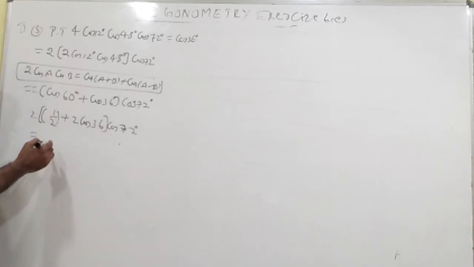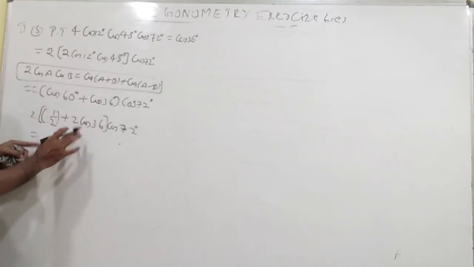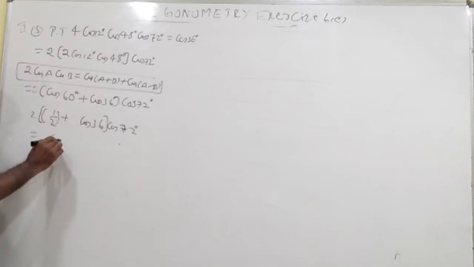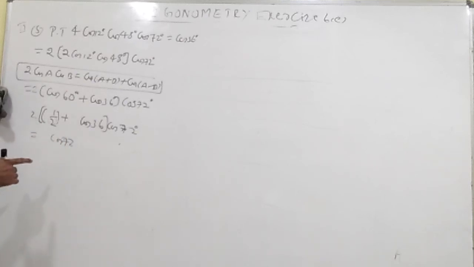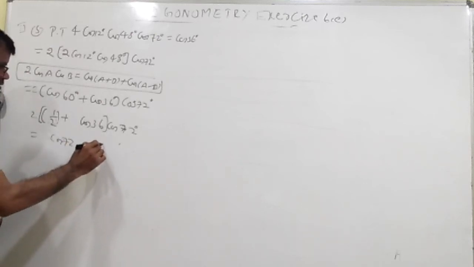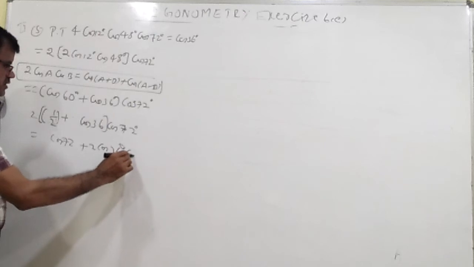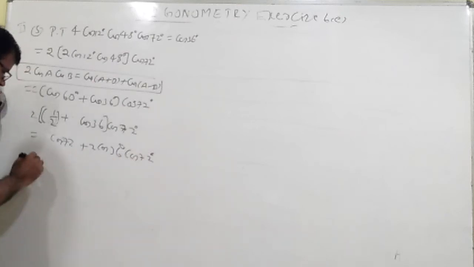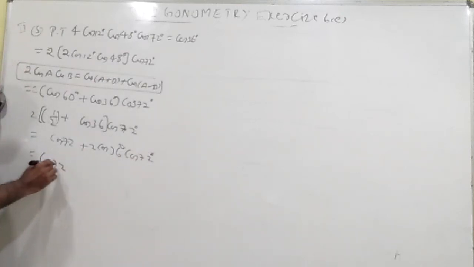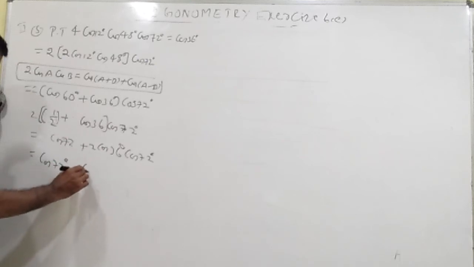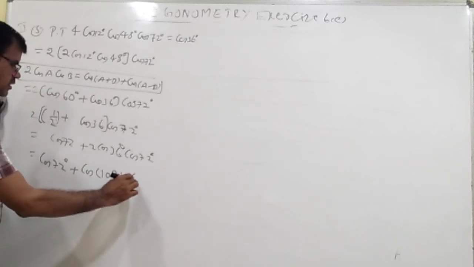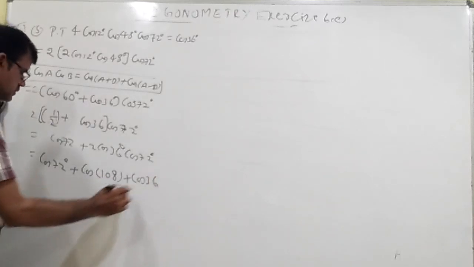That is equal to, now multiply with 2. Already multiplied. Yes, sir. Now it's okay. Now cos 72 multiplied with 2: cos 72 plus 2 cos 36 into cos 72. That is equal to cos 72 degrees plus, by the 2 cos A cos B formula, cos A plus B plus cos A minus B, cos 108 plus cos 36.